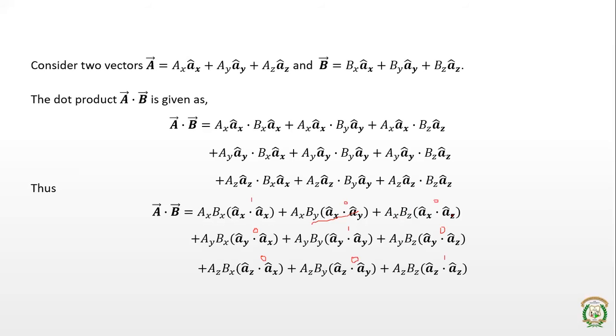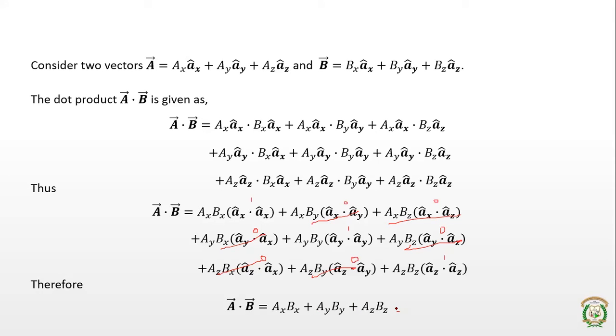So what will remain? Only three terms where you have the unit vectors multiplied by themselves, that is ax bx, ay by, az bz. So the expression for a dot b will finally come to ax bx plus ay by plus az bz. All other terms will become 0. So if you know the vectors in their rectangular components, you can find the dot product by multiplying the x components, y components, and z components of both the vectors and then adding them together.